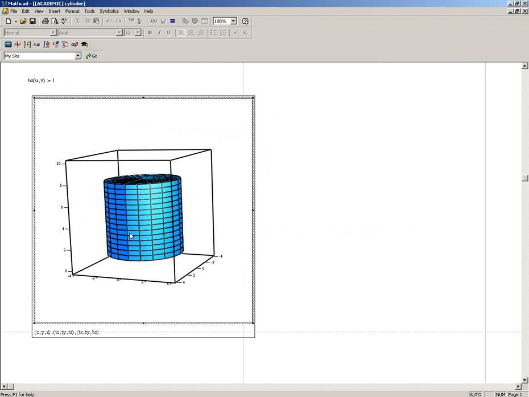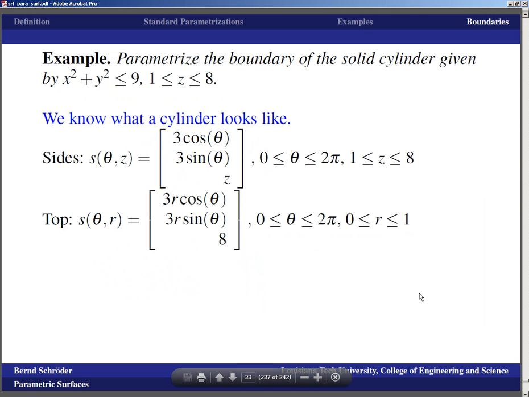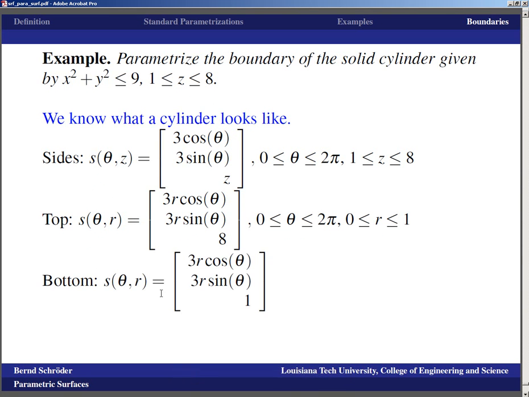Bottom should work the same way, right, because the bottom is a solid disk, which can be seen as made up also of concentric circles. So we set up the bottom as S of theta and r being 3r cosine theta, 3r sine theta, and 1, because the bottom is supposed to be at height 1. Theta goes from 0 to 2 pi, and r goes from 0 to 1 here.